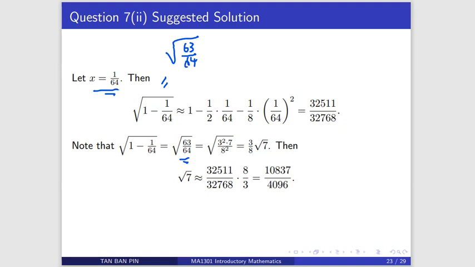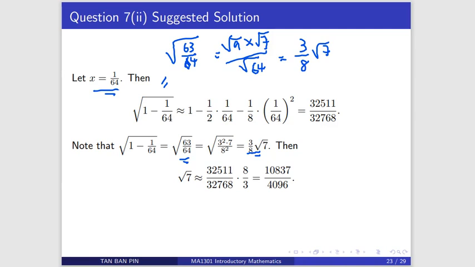And 63 is 9 times 7. So it becomes square root of 9 times square root of 7 over square root of 64. Square root of 64 is 8. So it actually gives you 3 over 8 square root of 7. That's how you get this. So you just split it.